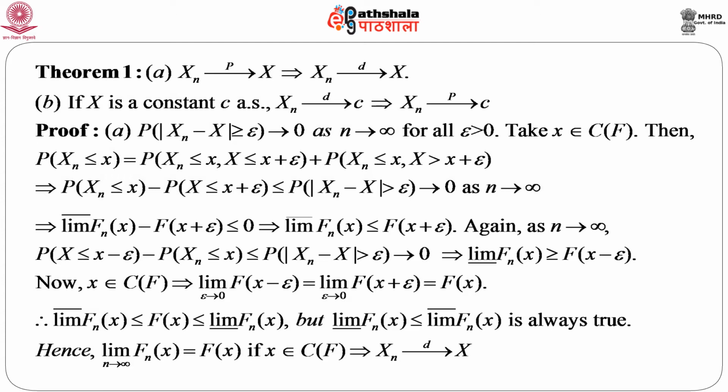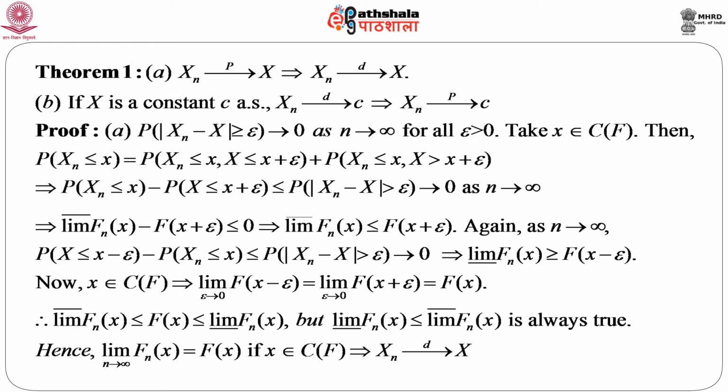Now, consider one x which is a continuity point of f, that means which belongs to the set of continuity points of f. Then we are interested to see whether the sequence of distribution functions corresponding to X_n converges to a distribution function of a random variable. So, naturally we start with the distribution function corresponding to X_n, and that means we start with probability X_n less than or equal to small x. This is nothing but F_n(x).